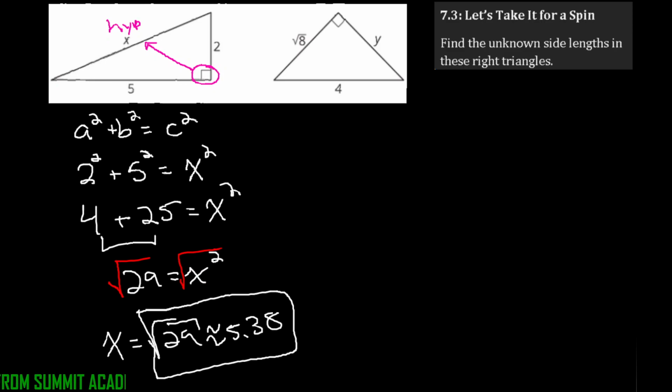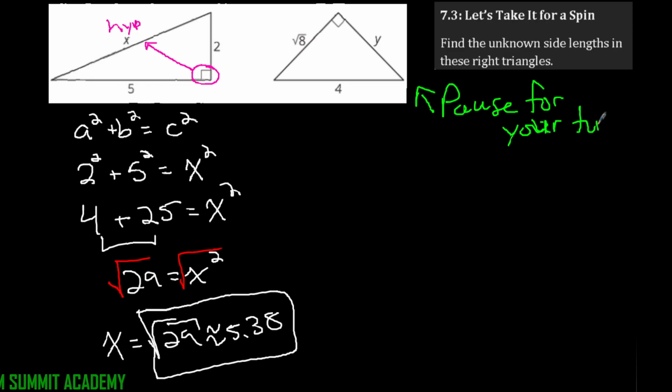So now on this one, pause for your turn. So try this one out. Again, same idea. Set up your equation first, plug in your values, and now you're going to solve for that missing side length.